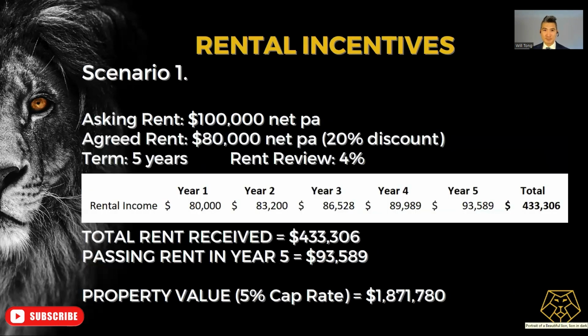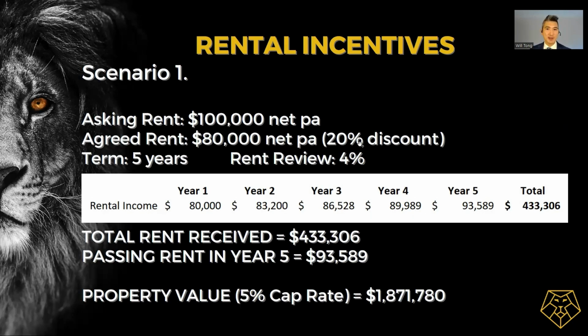Okay. The next thing that is very important to understand is the rental incentive structure. Okay, again, I'm going to show you two scenarios and where a lot of property investors make a mistake. Okay, so let's say you're a landlord, your property is vacant, and you've put the property on the market, and the asking rent is $100,000 per annum. Tenant comes along, really likes the property, starts negotiating, and you've agreed to give the tenant a 20% discount on the rent. So the agreed rent now becomes $80,000.